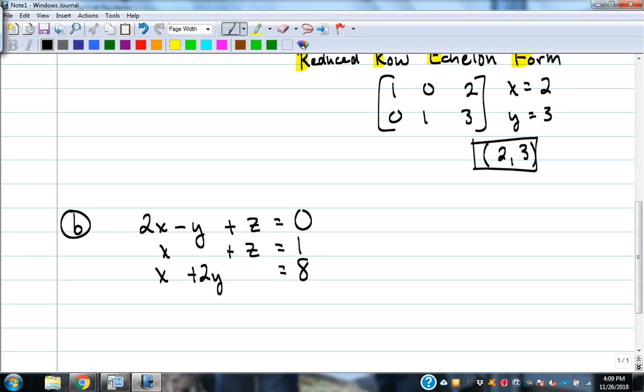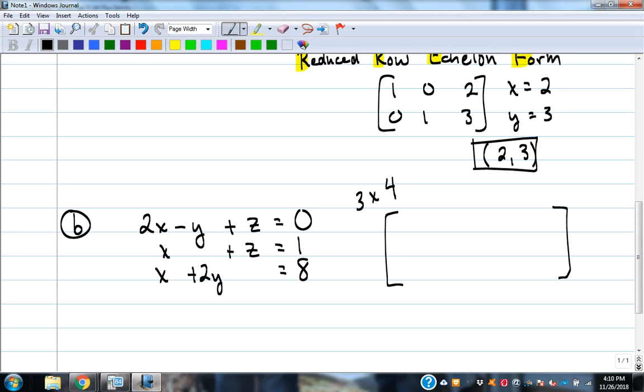So this system has 3 variables in it. Even though a couple of the equations don't have all 3, we can still use RREF and a matrix to solve it. Because it has 3 variables and there's 3 equations, we're going to have 3 rows and 4 columns for this one. We've got a column for x's, a column for y's, a column for z's, and we need another column for what those equations are equal to.